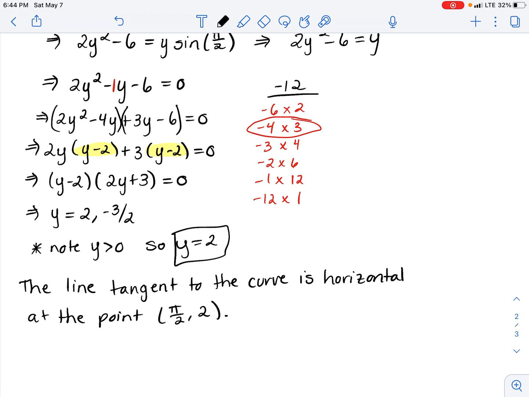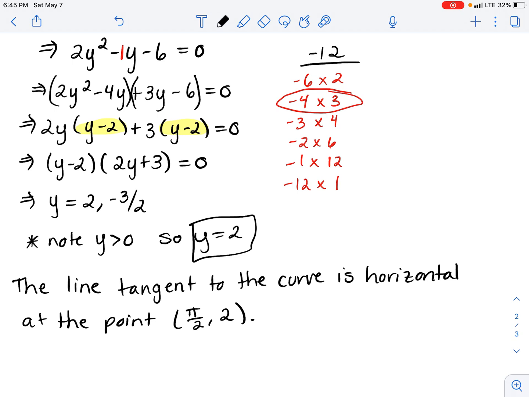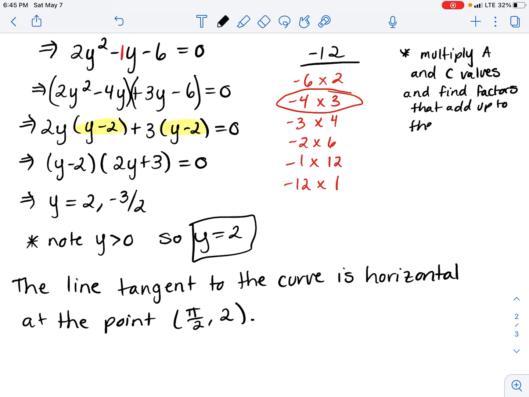Okay, and so if you do need to recall how to factor a quadratic where the number in front of the x squared, or in this case the y squared, is bigger than 1 and the GCF is 1, just remember you need to multiply a and c values and find factors that add up to the b value to expand and group factor.